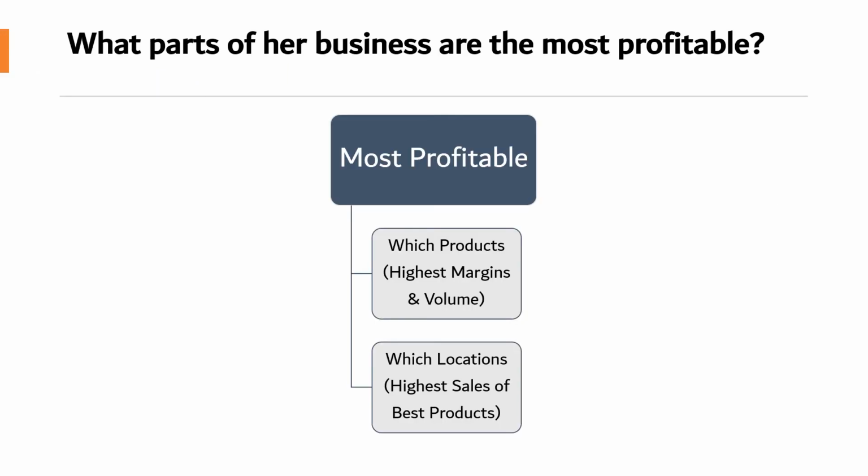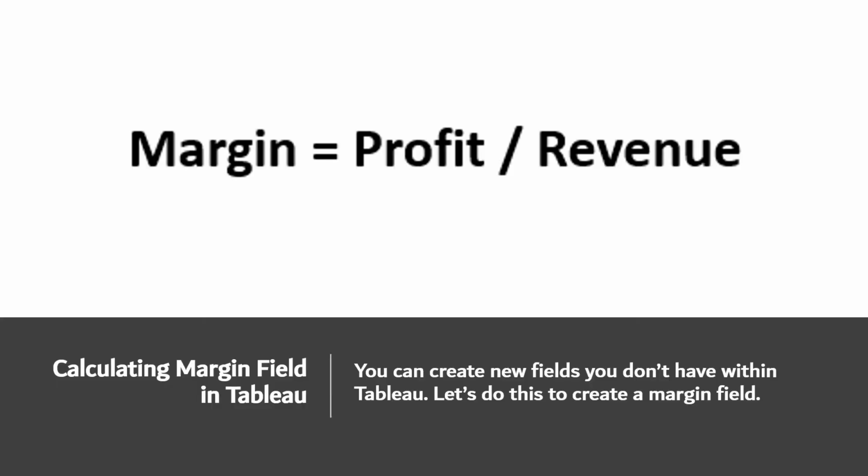So from this first question, I can break it down into two smaller questions that I can start to answer within Tableau. So within most profitable parts of our business, we can look at which products, so highest margins and volumes, and then which locations, so highest sales of these best products. So the data Monica gave us doesn't actually have margin, but we do have profit and revenue. And so we can actually calculate margin within Tableau using the calculated field tool or feature.